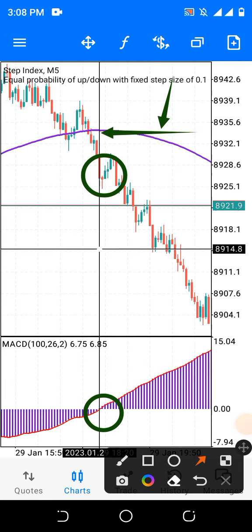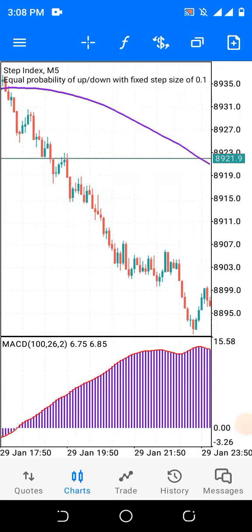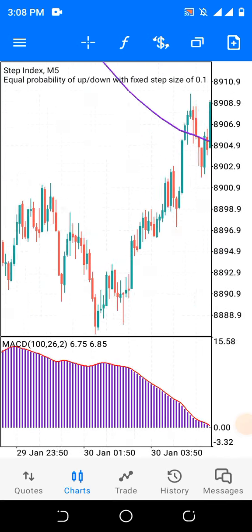Your moving average should serve as what? Stop loss. Do you understand? So this is a huge profit. Are you seeing it? This is a huge profit. So we proceed.